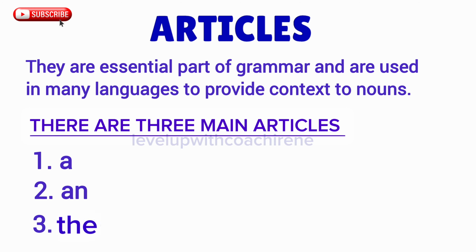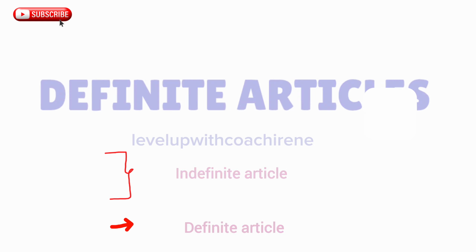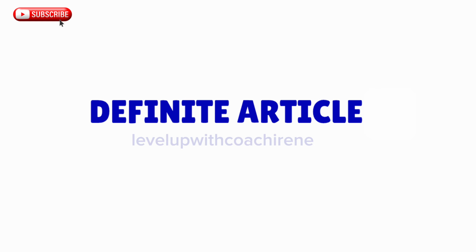They are classified into 2 categories: definite articles and indefinite articles. For definite articles, we have the word the. For indefinite articles, we have a and an. To begin, let us talk about definite articles.